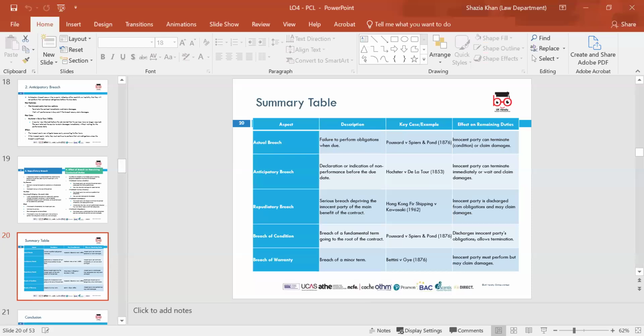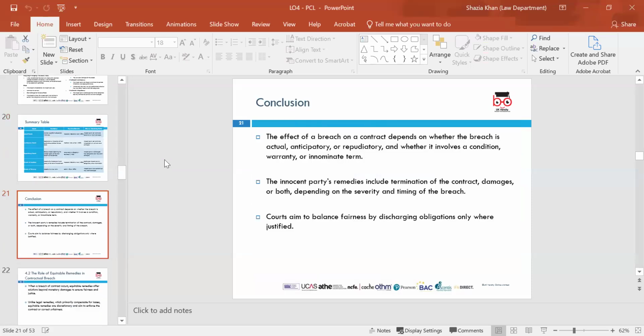Repudiatory breach is a serious breach depriving the innocent party of the main benefit of the contract. The case is Hong Kong Fir Shipping v Kawasaki, and the effect is the innocent party is discharged from obligations and may claim damages. For breach of condition, a breach of a fundamental term going to the root of the contract, the case is Poussard and Spears. Discharge is the innocent party's obligation, and breach of warranty is breach of a minor term, and in the case of Bettini v Gye, 1876, the innocent party must perform but may claim damages. So in conclusion, the effect of breach on contractual duties depends on whether the breach is actual, anticipatory or repudiatory, and involves a condition, warranty or innominate terms.